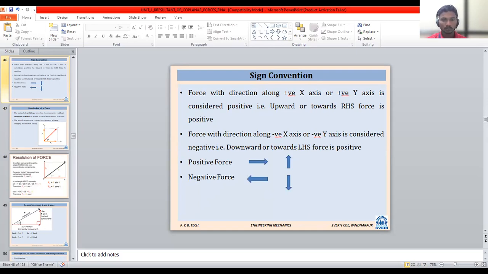The force which is along the positive x-axis and positive y-axis is called a positive force. The force which is towards the left hand side and in the downward direction is considered negative. Then, resolution of force. Resolution means splitting, one to many. If there is one force, we make it into many forces. Many means two: we split that force into its two components. That process is nothing but resolution.